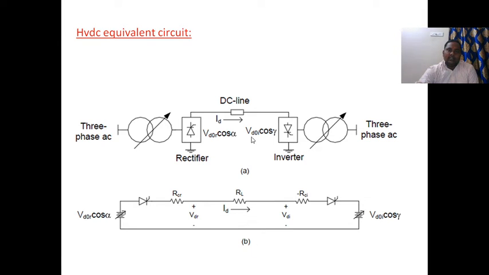This is a DC line. So this is the output voltage of the inverter, Vd0 cos gamma. Alpha is the firing angle and gamma is the extinction angle. So this is the equivalent circuit of the HVDC line.